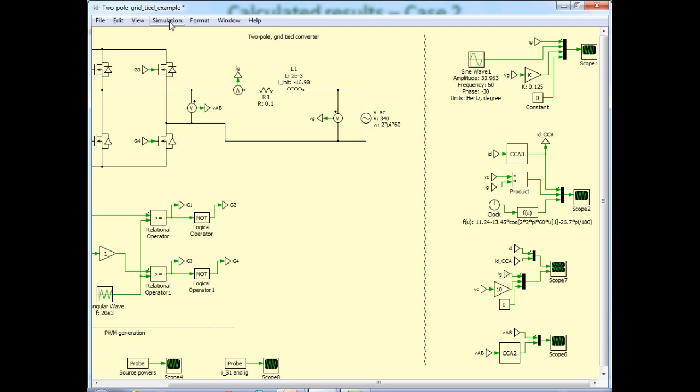Okay, so let's run the simulation. Simulation start, and look at these parameters.